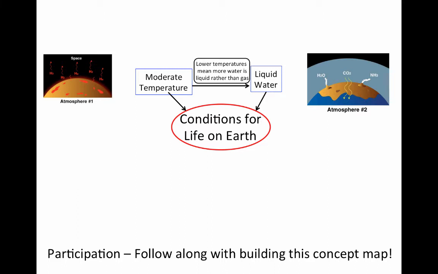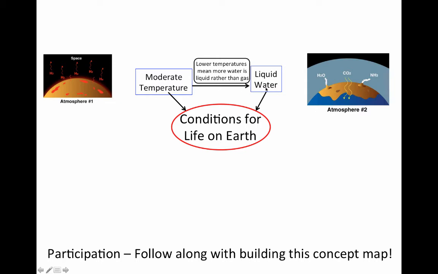So we're representing that in our concept map with an arrow, and the direction of the arrow indicates the direction of causality. The lower temperatures cause an increase in the amount of liquid water, and we can see lower temperatures mean more water is in the liquid form rather than the gas form. So we've got a direction of cause and effect, and the arrow represents that.